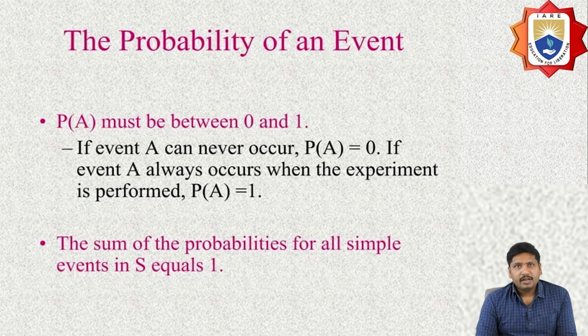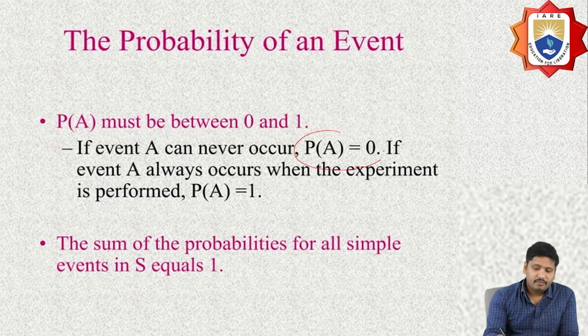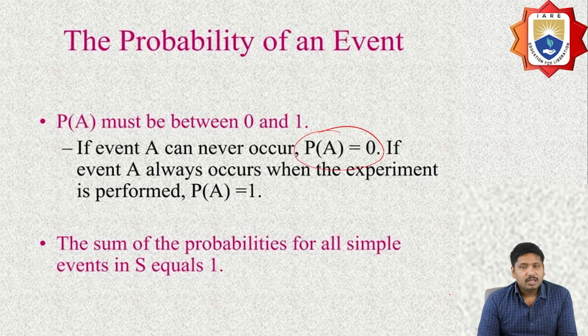The probability of an event, P(A), lies between 0 and 1. If event A never occurs, then the probability of the event is 0. If event A always occurs when the experiment is performed, then P(A) is 1. The sum of the probabilities of all the simple events in S is equal to 1.